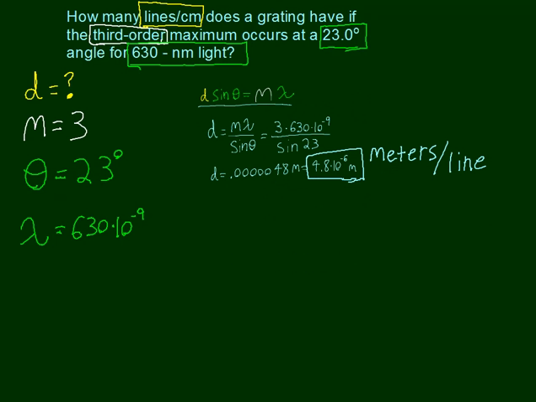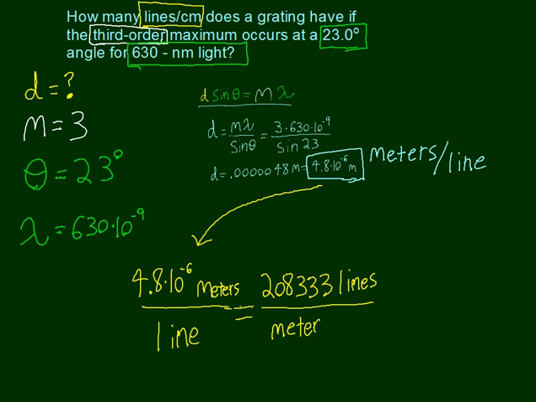We have one teeny tiny problem, though. The final answer that we got is telling us how many meters one line is, because the standard units in physics are meters when you get the final answer. But it wants how many lines there are for every centimeter. So we've got to do some kind of annoying conversions here, but they're not too bad. Let me show you how to do it.